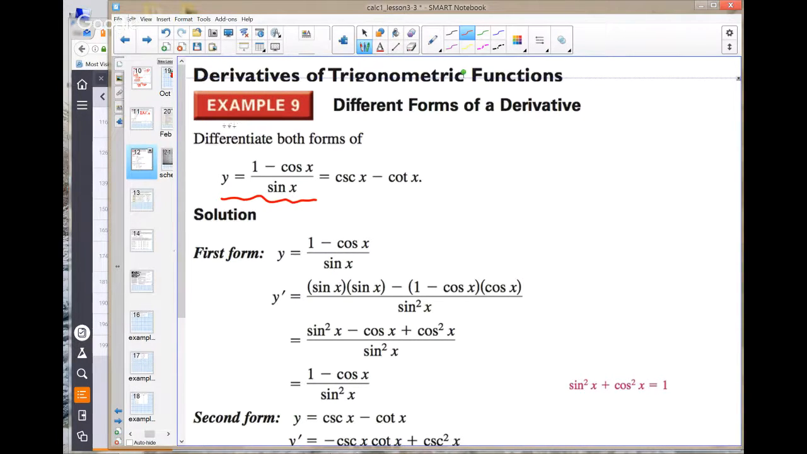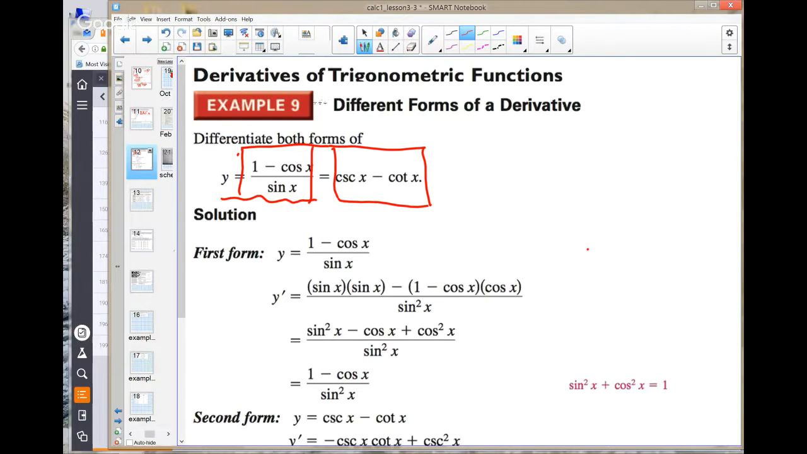1 minus cosine over sine. Well, there is no way we can simplify that. I mean, it's not true. What they're trying to show you here is these two are equal. This is the same as this. Right, for right now, how do I know that?